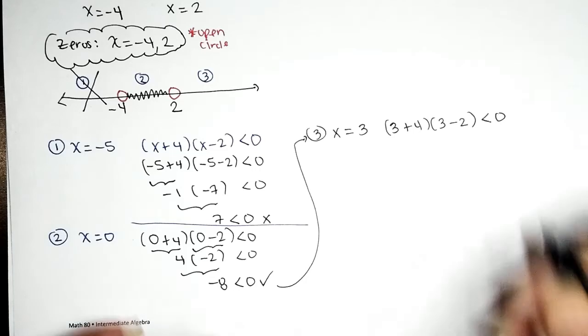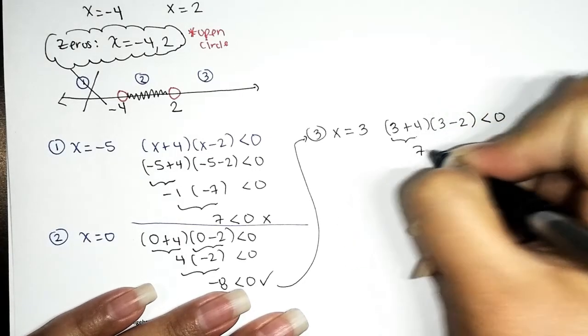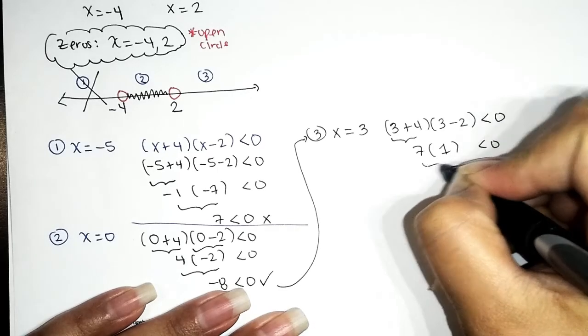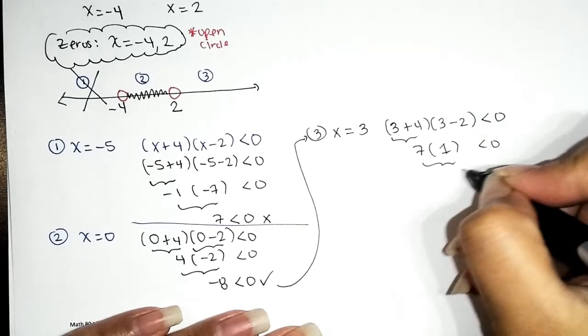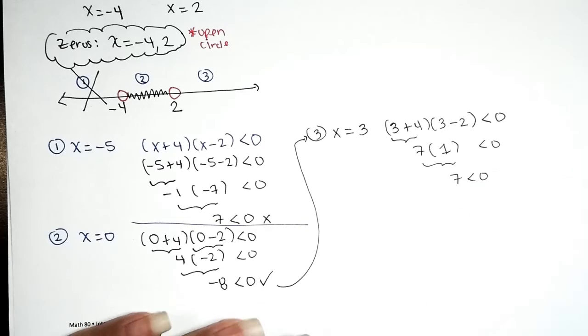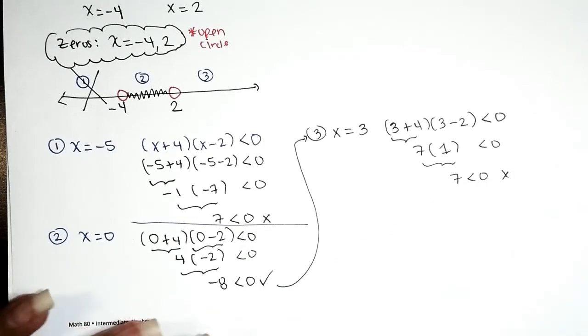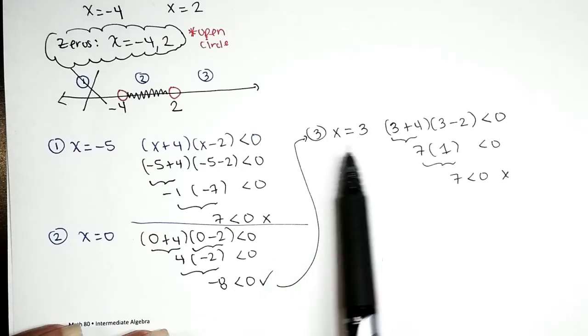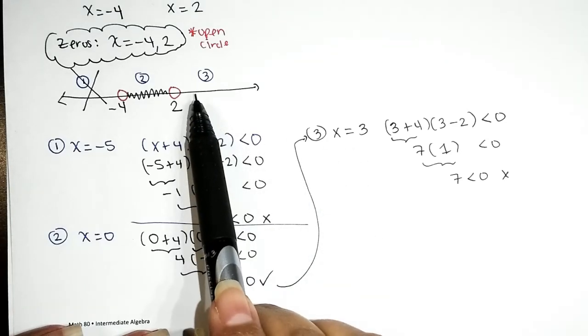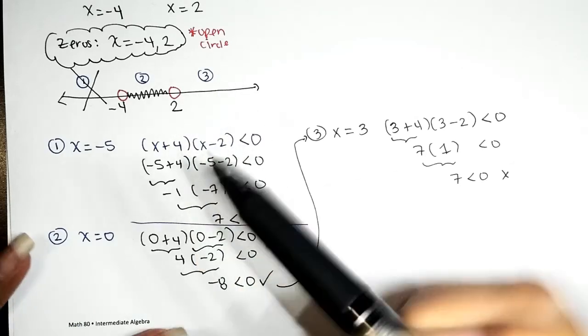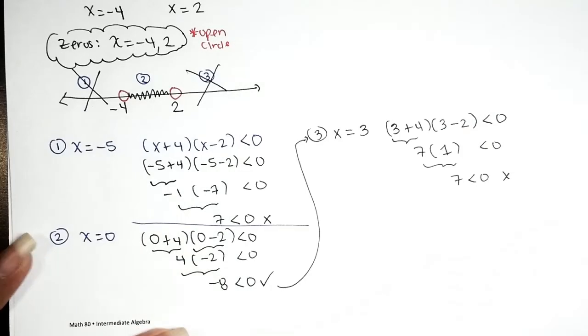So let's do this. Sum of 3 and 4 is 7. Difference of 3 and 2 is 1. And the question that we're going to ask ourselves is this: is 7 less than 0? I'm like, no, we already said it wasn't. So the point of the story is this: since our test value, in this case 3, is not a solution, that means that no other number in this interval is going to be a solution. So let's cross it out for dramatic effect.